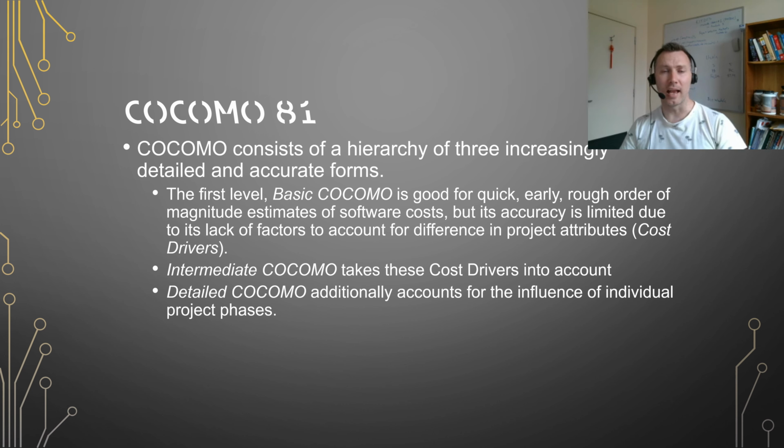COCOMO 81 has 3 levels. Basic COCOMO, which is basic. It's good for rough order of magnitude estimates, but it shouldn't be used later on in the project where accuracy is more important because it doesn't include the cost drivers. Intermediate COCOMO does take the cost drivers into account, and detailed COCOMO also considers how difficult different phases of the project are.